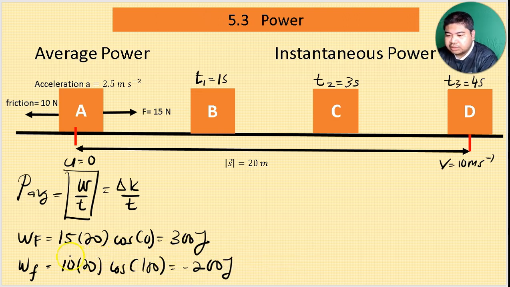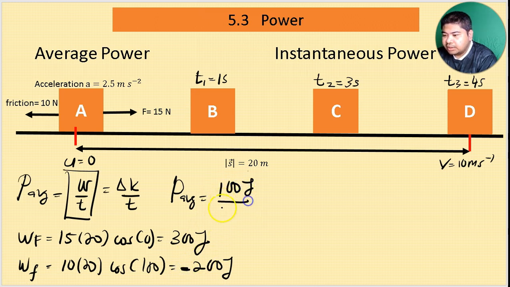And I'm not going to calculate the work done by the normal force and weight. As I've shown before, their work is 0. So the average power delivered to the block is going to be the net work done, which is 300 plus negative 200. So you have 100 joules, and this change happened in 4 seconds. So this is the average power delivered to the block to move it from point A to point D with an acceleration of 2.5 meters per second squared. So we get 25 watts.